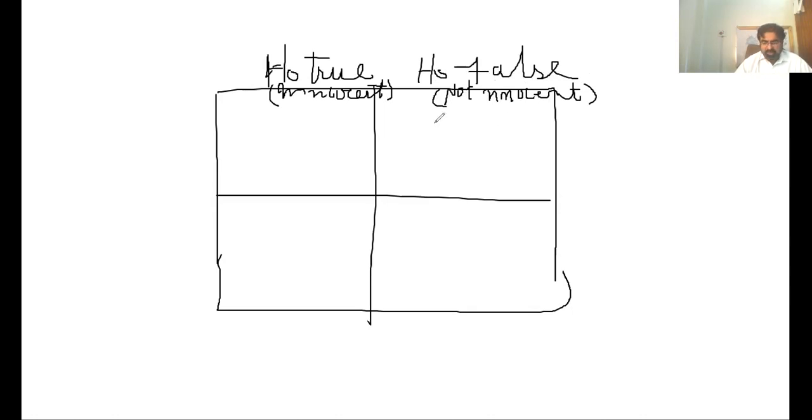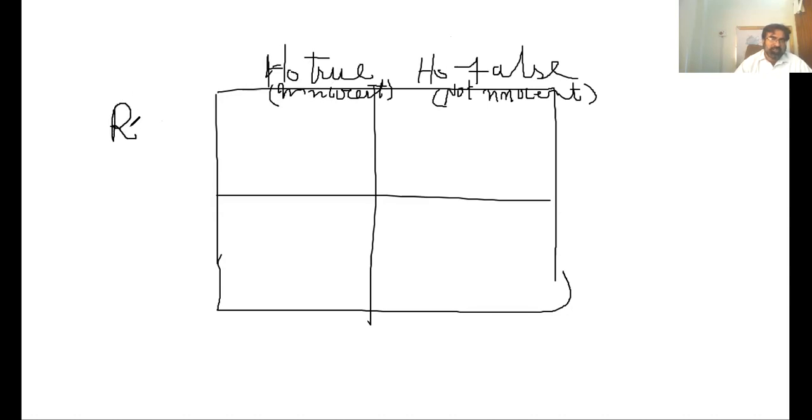So this would be a correct decision if the null hypothesis was false and you rejected. If you accepted, you committed a mistake. And here, when the null hypothesis is true and still you rejected it, it was innocent. It had not committed any kind of mistake, but you punished this person, although he was innocent.